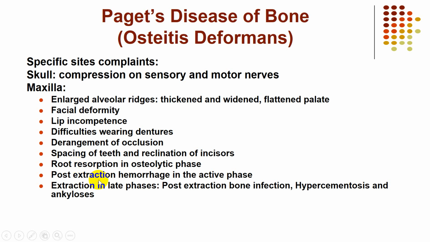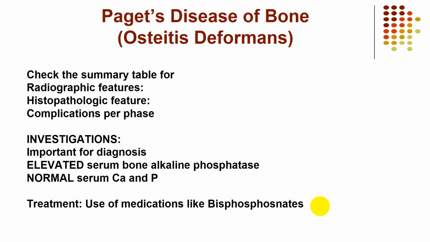Okay, there will be hemorrhage in the active phase or phases, meaning phase number 1 and 2. The complication is the chance of having hemorrhage. And in late phases, extraction will show post-extraction bone infection, hypercementosis, ankylosis, fracture of the jaws, all of these complications. Here, I'm just telling you again to go back and check the summary table I prepared in the second slide, where you will find the radiographic, histopathologic, and the complications per phase.